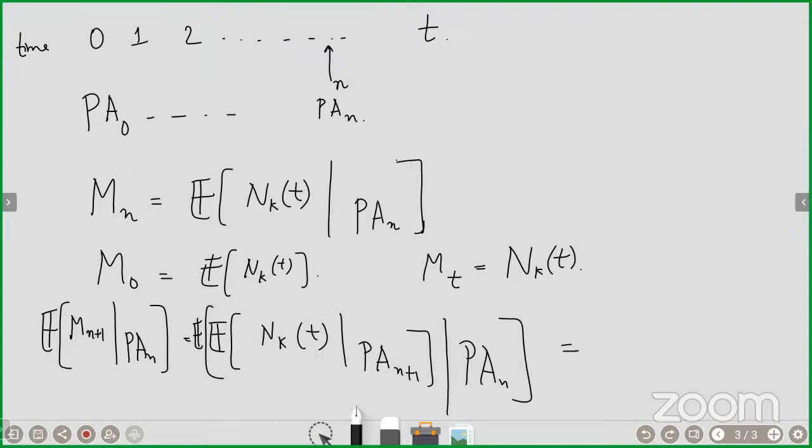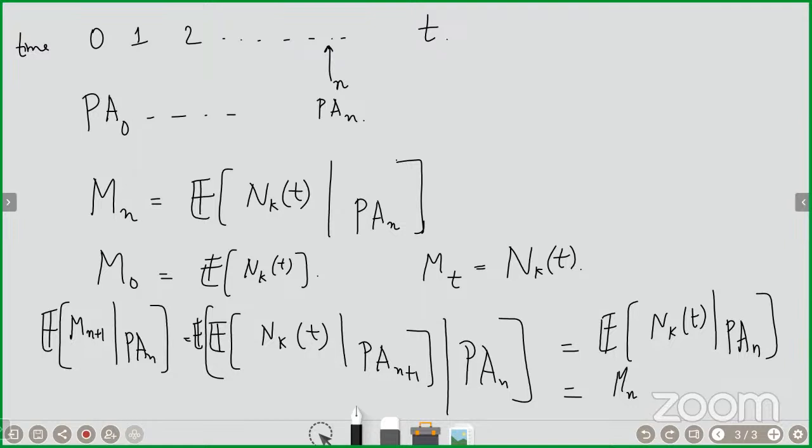That should be nothing but the expected value of N_k given F_n, which by definition is the martingale sequence. Nothing, you just pull it out and use the tower property. That's all I need. The most important thing was that this is a sub sigma algebra. That's what we need.